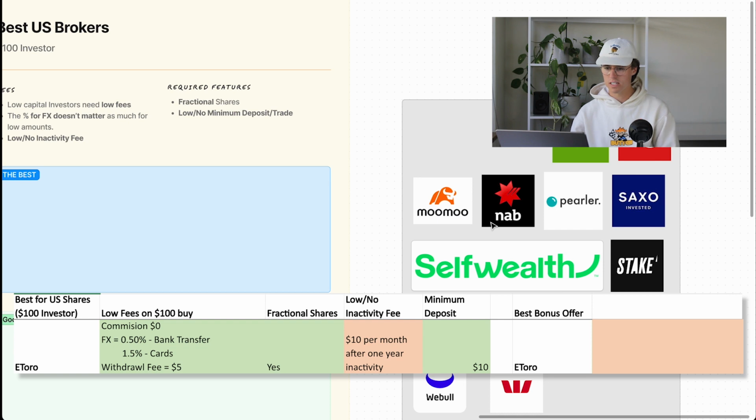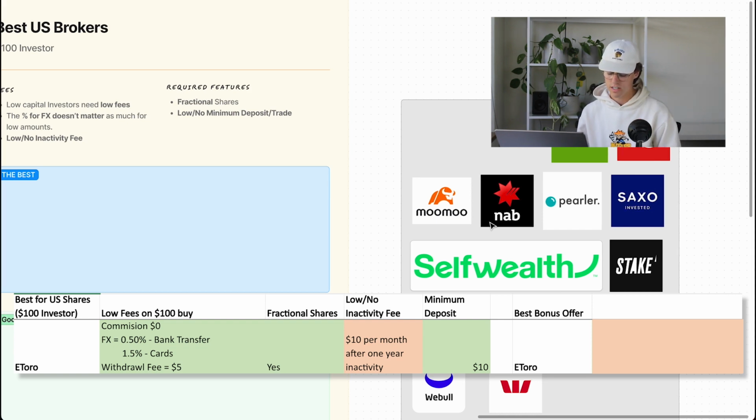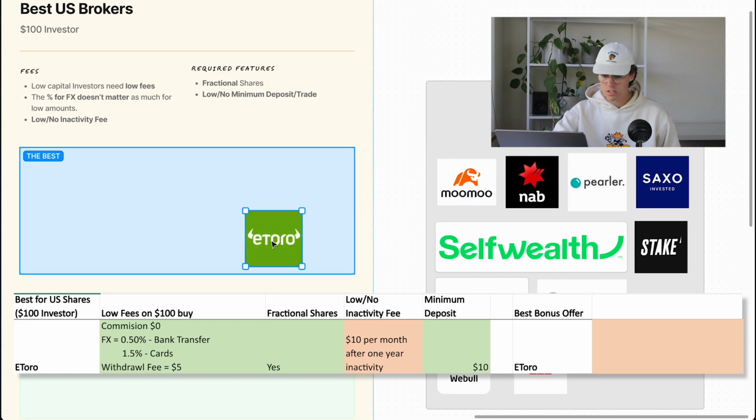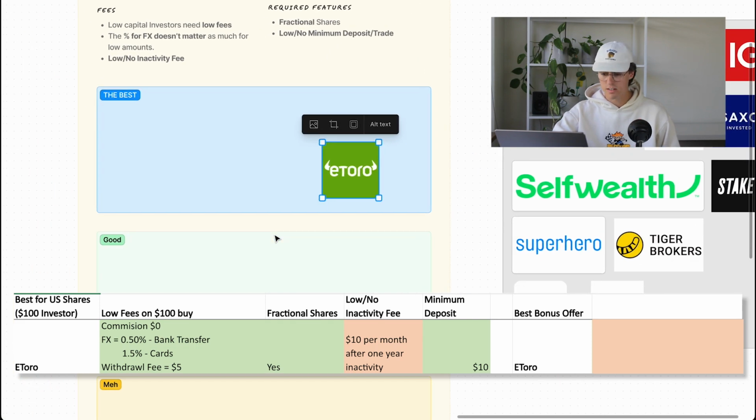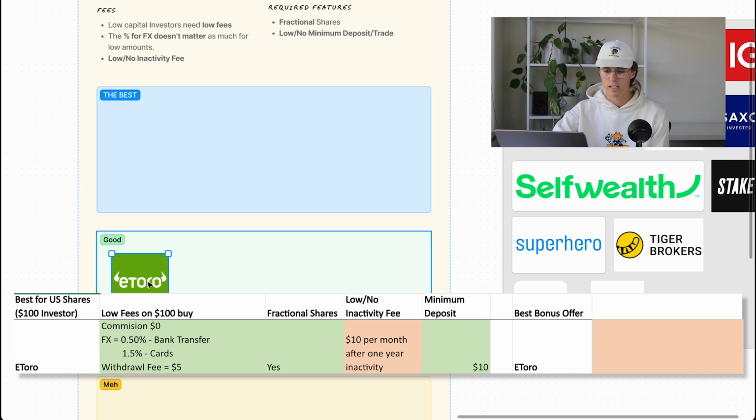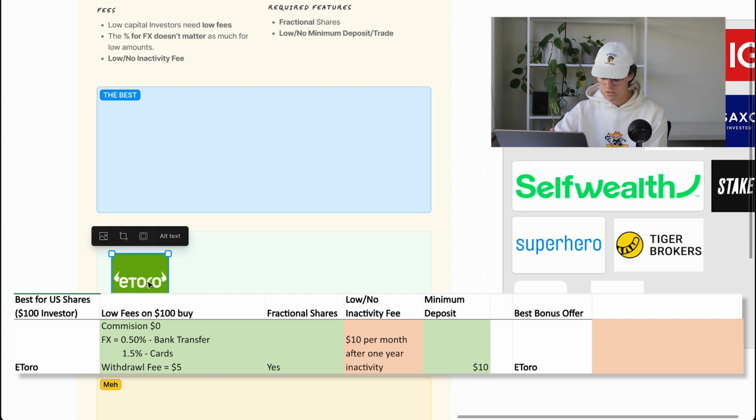Etoro. Now Etoro on my list has, out of the 4 categories of low fees, fractional shares, low inactivity fees, and low minimum deposit, ticked the box in 3 of them. So Etoro has a commission of $0. It does have a $5 withdrawal fee. We're not going to be withdrawing, we're going to be investing. So that $0 commission is good. It does also offer fractional shares. They do have an inactivity fee of $10 a month, which is quite a bit if we're only investing $100, but that inactivity fee only kicks in after 12 months of inactivity.